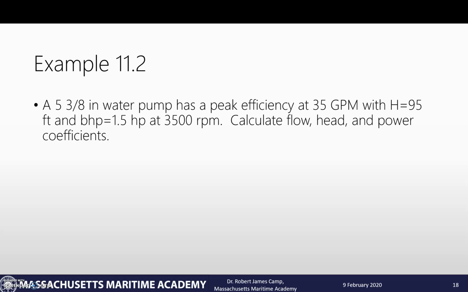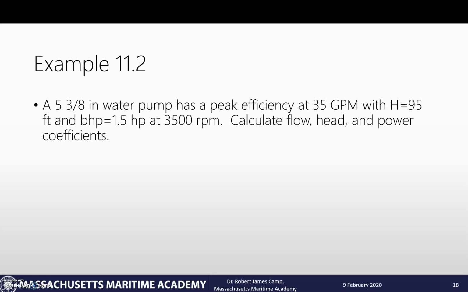A 5 3/8 inch water pump has a peak efficiency at 35 gallons per minute with a head of 95 feet and a brake horsepower of 1.5 horsepower at 3,500 RPMs. Calculate the flow, head, and power coefficients. So what we're going to do here is we're just going to use those equations that we talked about earlier.